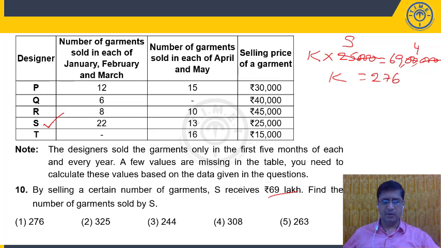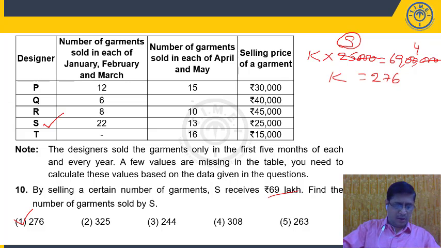So what to find here? Find the number of garments. Just look at the options. Which option is satisfying this? The right choice, option number 1. First choice is the right choice. Okay. Yes, my dear students, now look at the next question on your screen.